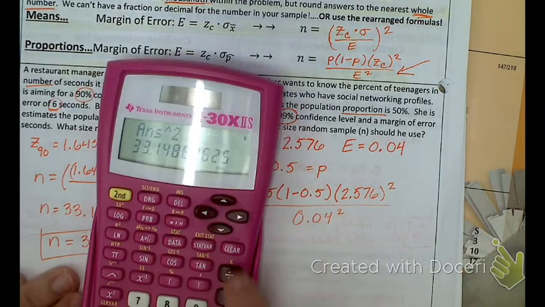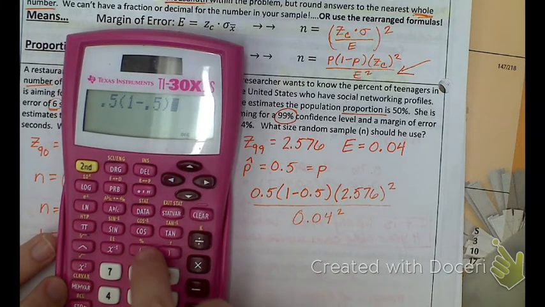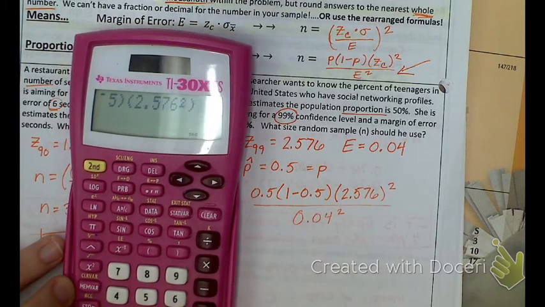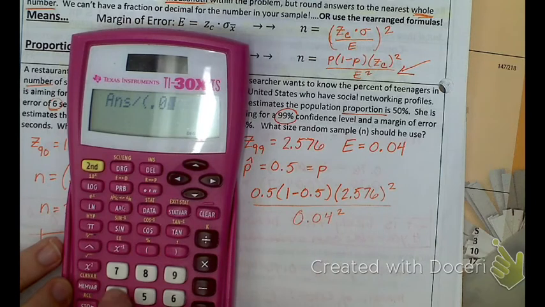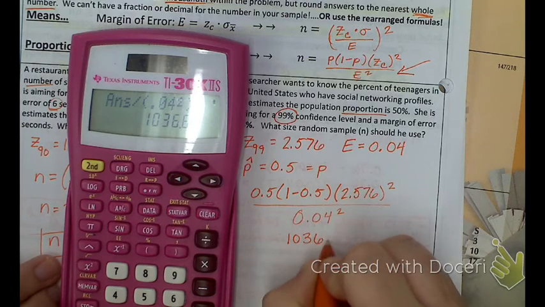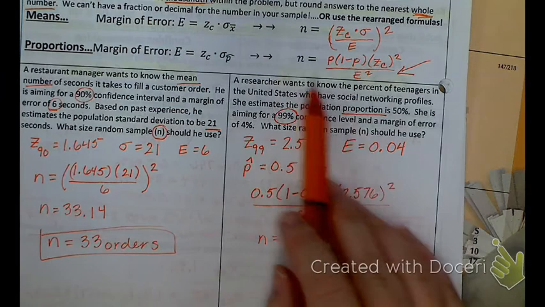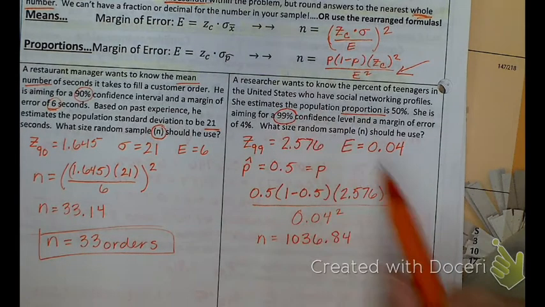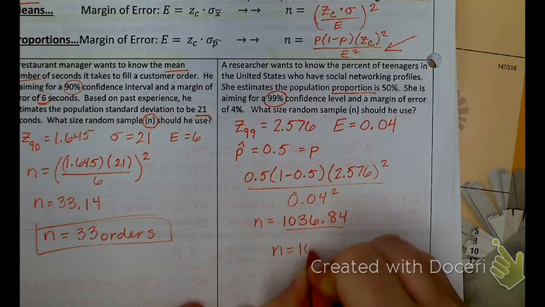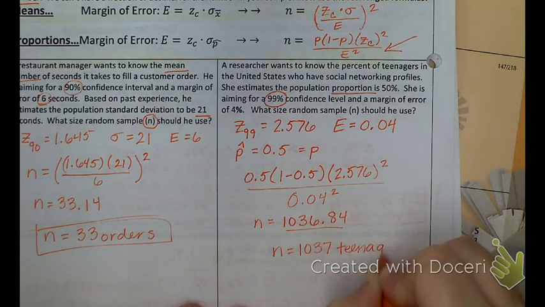So, a little bit of calculations here. 0.5 times 1 minus 0.5 times 2.576 squared divided by 0.04 squared, and I get 1036.84 as my n value. So let's figure this out. A researcher wants to know the percent of teenagers. So what sample size do we need to use? Well, I can't have 0.84 of a teenager, so I need 1,037 teenagers in my sample.